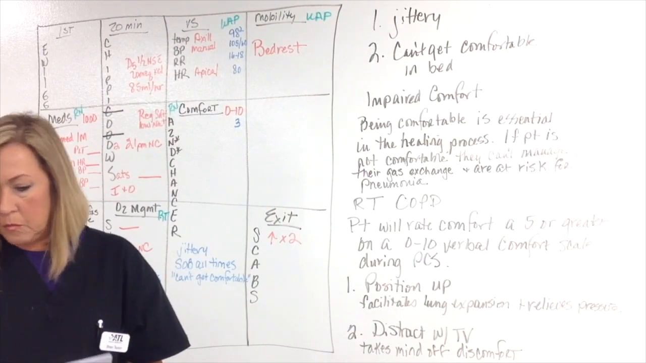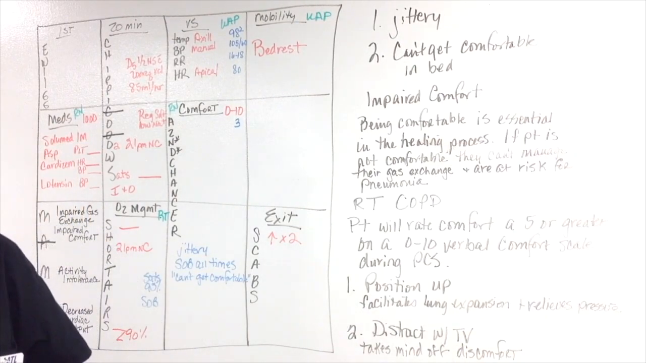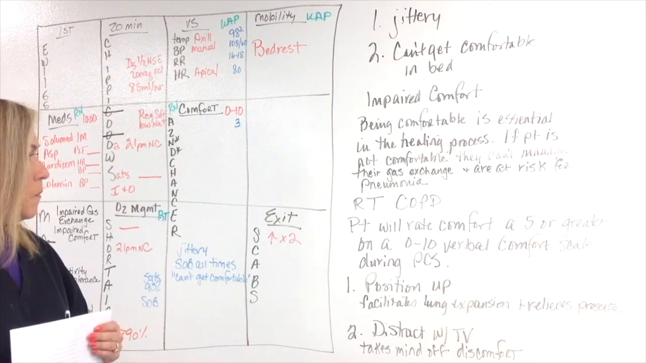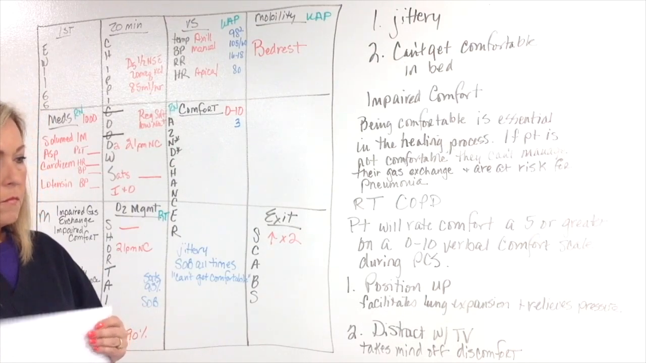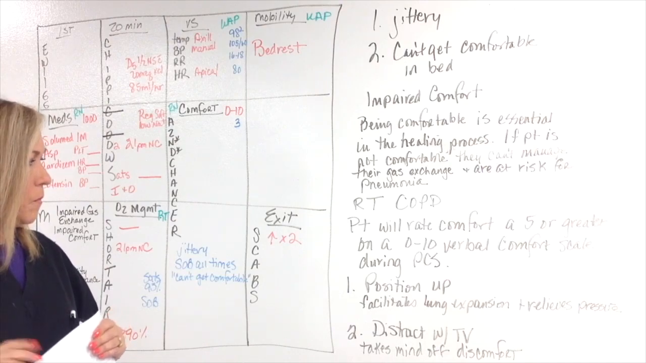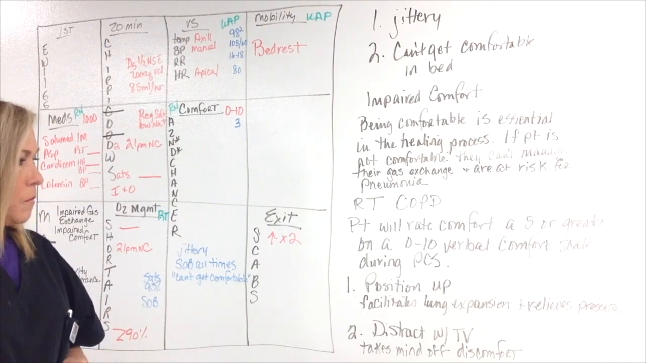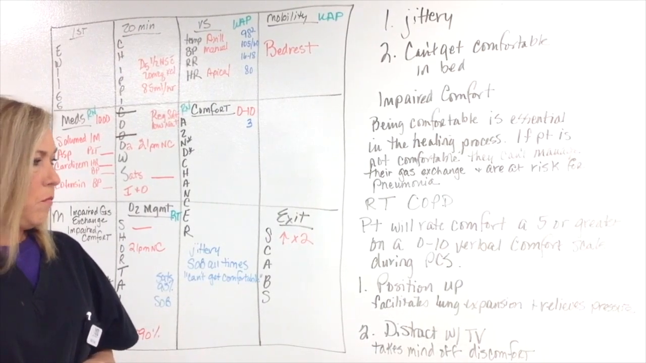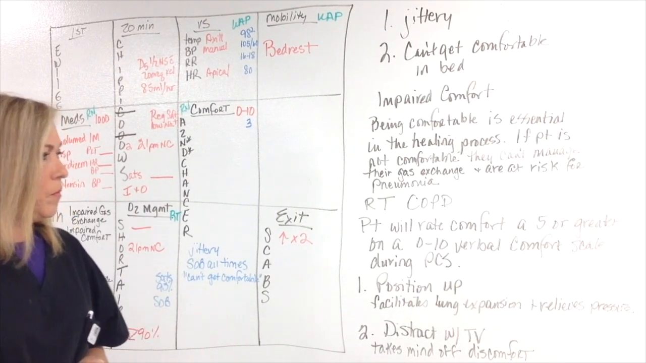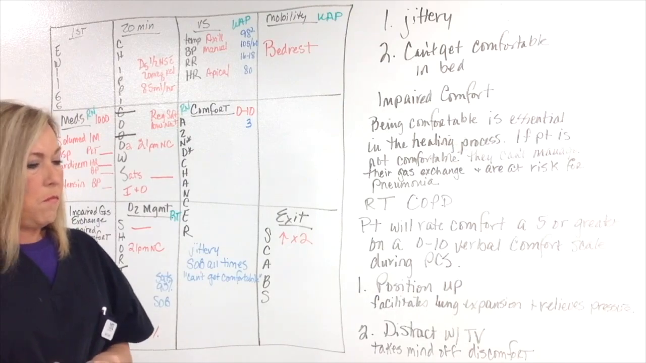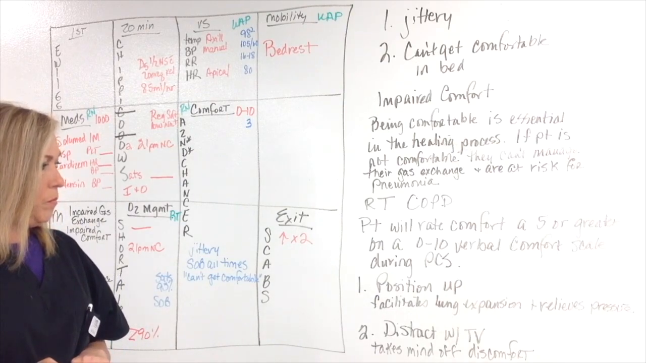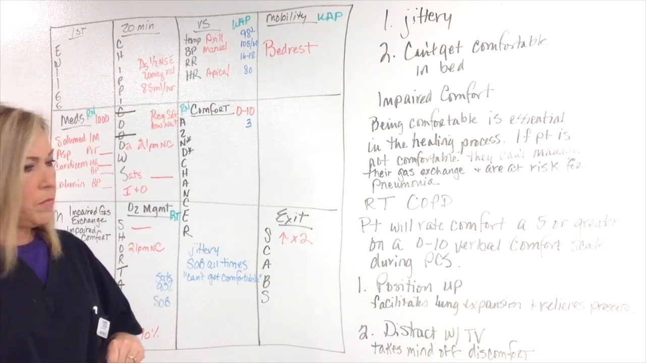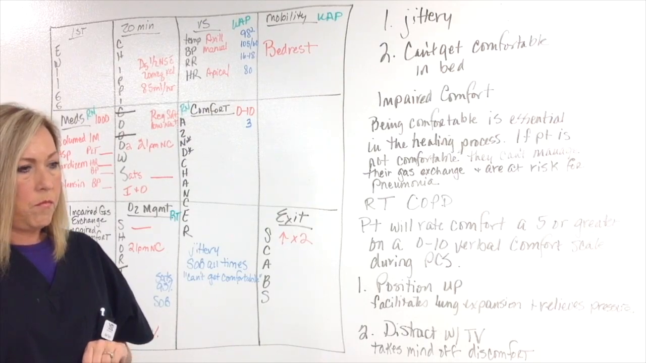The expected patient outcome: the patient will rate comfort at a 5 or greater on a 0 to 10 verbal comfort scale during PCS. Her 2 nursing interventions are, first, position the patient upright. The rationale is that it facilitates lung expansion and relieves pressure. Nursing intervention number 2 is distract the patient with the television, and this takes their mind off their discomfort.